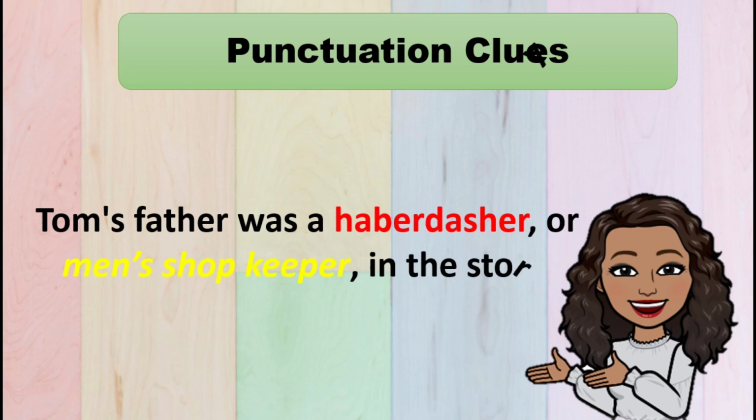Let us have an example. Tom's father was a haberdasher or men's shopkeeper in the story. Notice that the phrase men's shopkeeper is italicized, meaning to say that is the meaning of the word haberdasher.